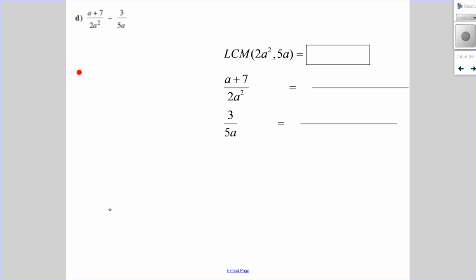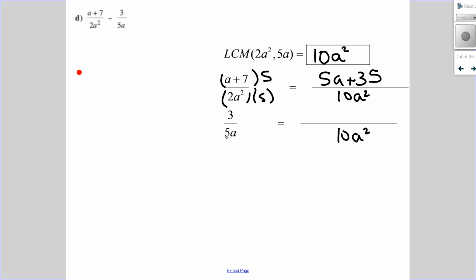And then last one here, I have over 2a squared and over 5a. So lowest common multiple between 2 and 5 is 10. And between a squared and a is a squared, the higher of the two. And you can see here why we need to do this, because it needs to be a multiple of both. If I just chose a, a squared is not a multiple of a. So that's why we choose the higher. So to go from 2a squared to 10a squared, I'm going to multiply by 5. Distributive property, I get 5a plus 35. To go from 5a to 10a squared, I would multiply by 2a.